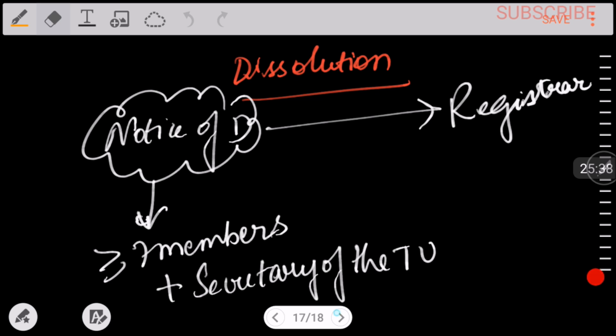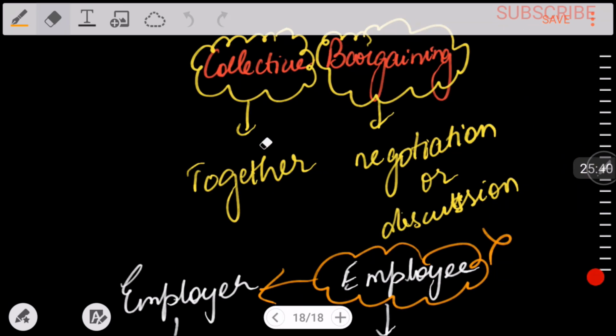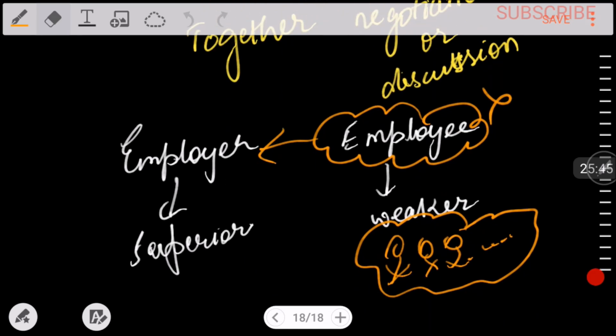Dissolution. Dissolution of trade union: 7 or more members along with the secretary's signature send the notice of dissolution to the registrar. Then the registrar writes in the register and the trade union is dissolved. Then we discussed about collective bargaining. Collective means together, bargaining means negotiation or discussion.